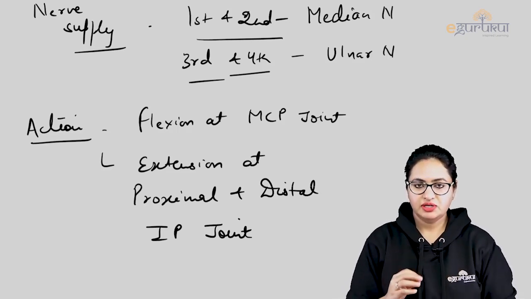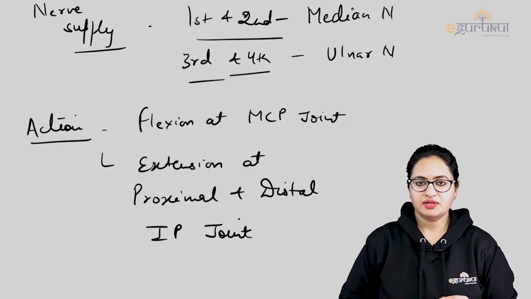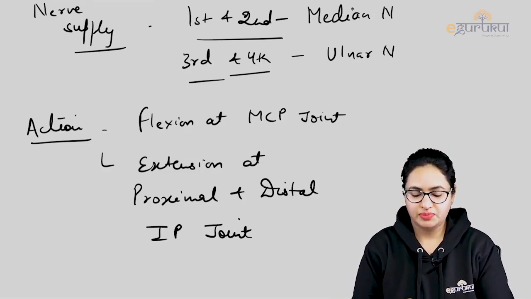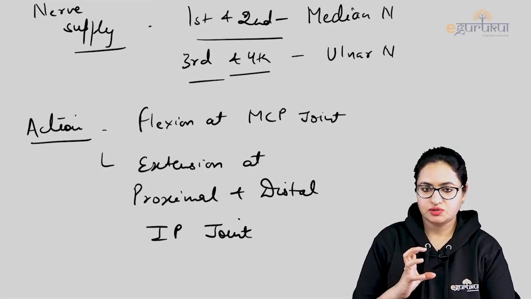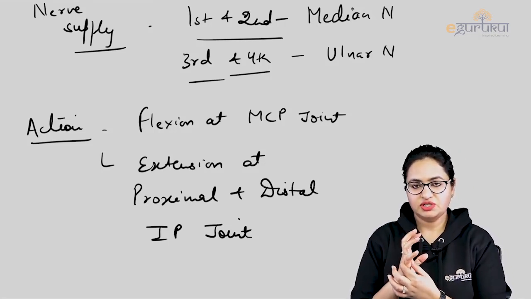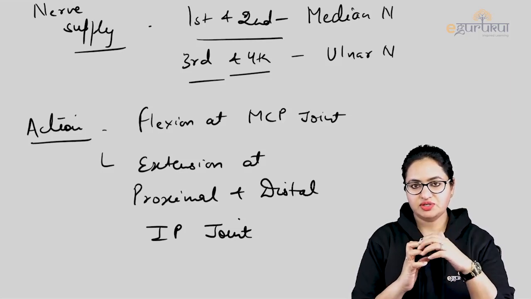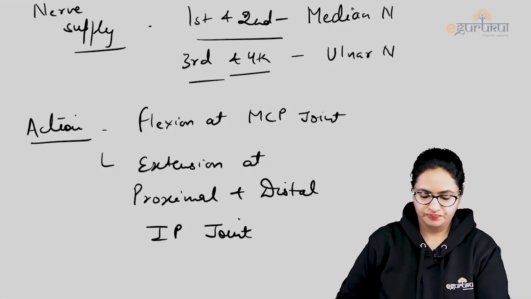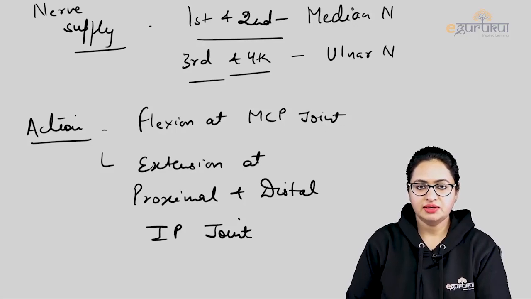Now therefore, the deformity of the claw hand is opposite to this action. If this muscle is paralyzed or affected due to injury of the nerves supplying it, it leads to a condition known as claw hand, in which the opposite of the action occurs. In that we have extension at the metacarpophalangeal joint and flexion at both interphalangeal joints. So this is regarding the lumbricals.